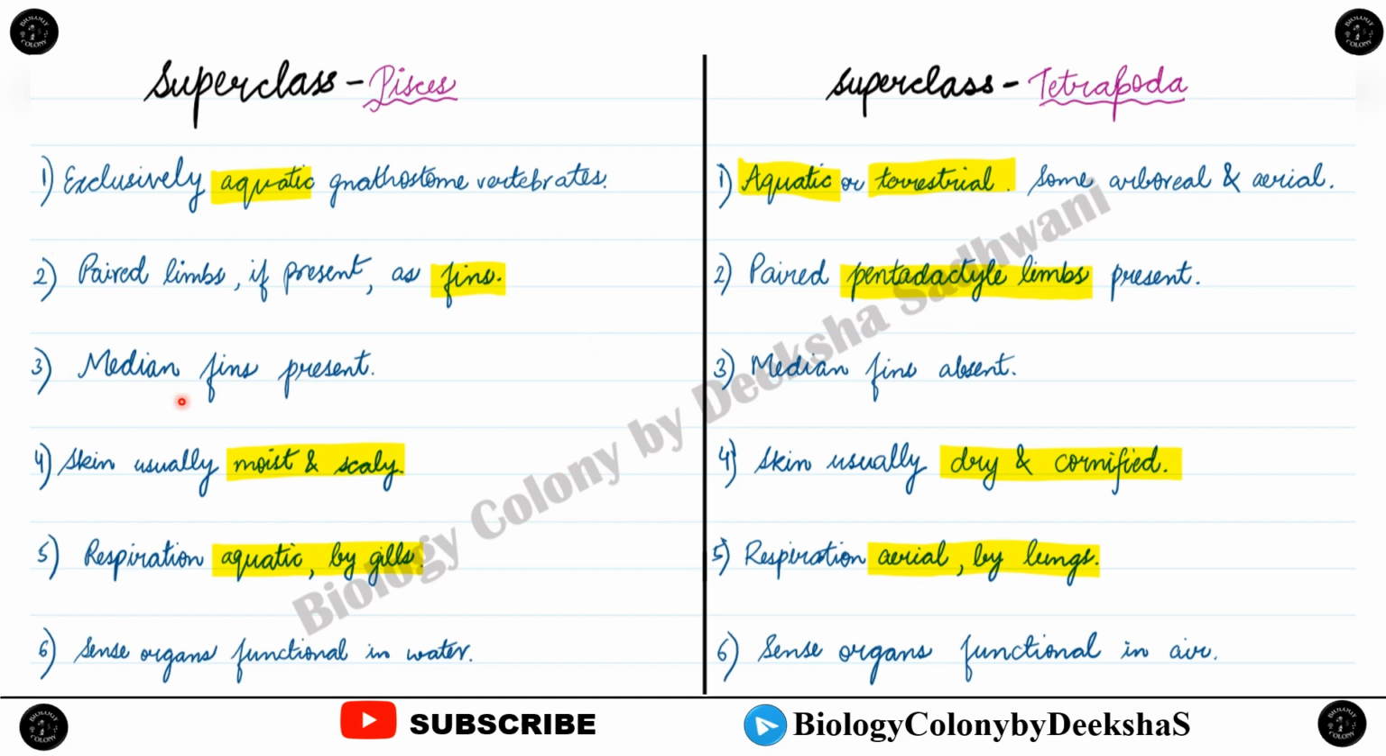Then we have median fins present in Pisces while median fins are absent in Tetrapoda. Skin usually is moist and scaly in Pisces. Skin is usually dry and cornified in Tetrapoda. In Pisces, respiration is aquatic, that is by gills, while in Tetrapoda, respiration is through air, that is aerial, by lungs. Then we have sense organs functional in water in Pisces, while sense organs are functional in air in Tetrapoda.